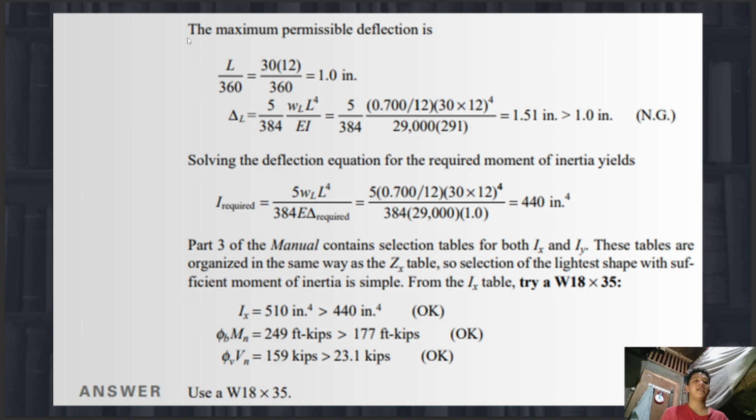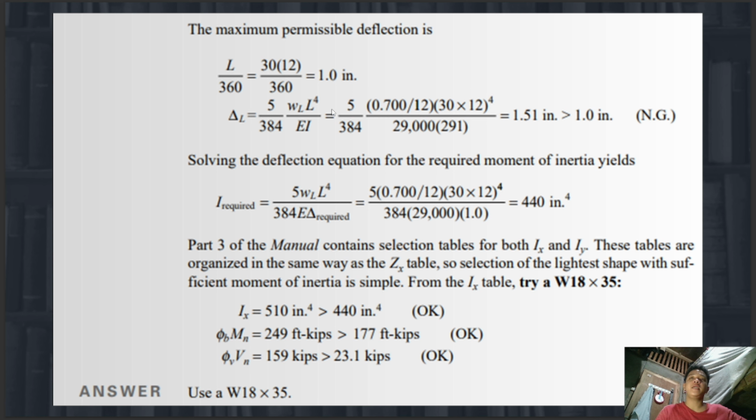And then sa next, so the maximum possible deflection is L over 360. Okay, plug in na ang values. Again, 30 times 12 para may inch, kay 1 foot is equal to 12 inches. So type na ni, L over 360. Then delta L is equal to 5 over 384 times the live load times the L raised to 4 over E I.